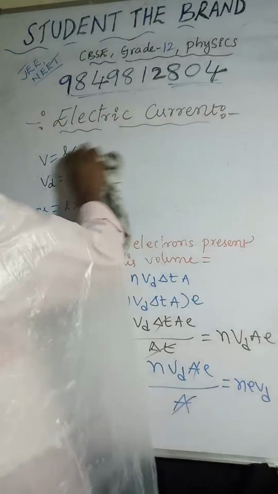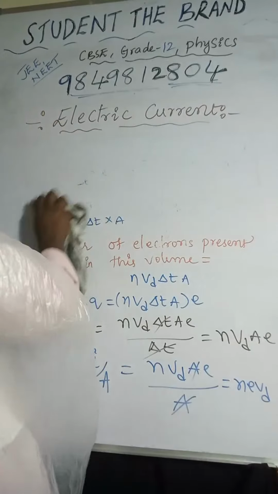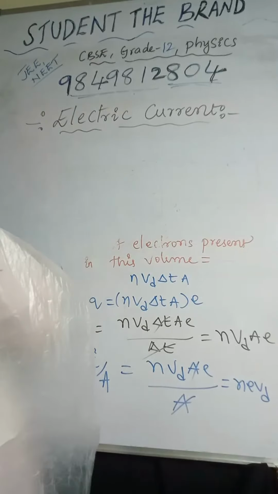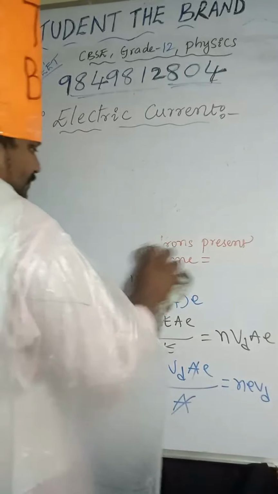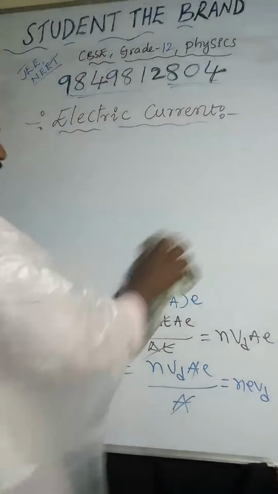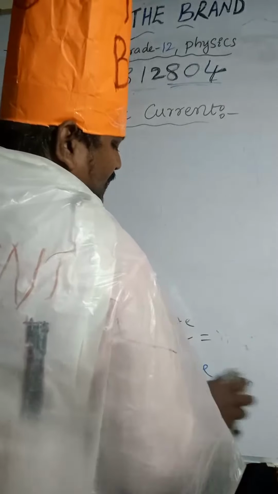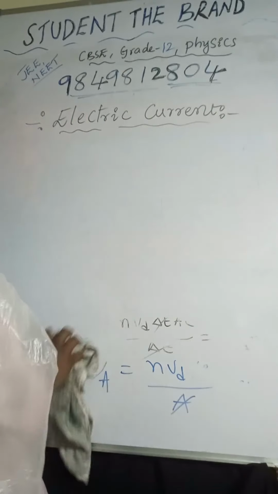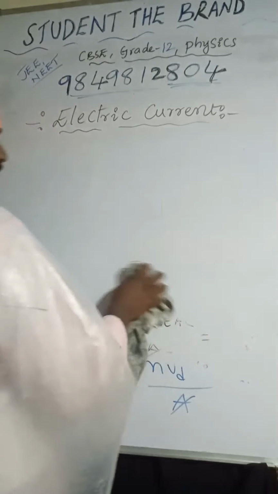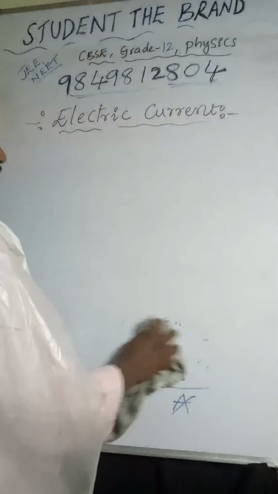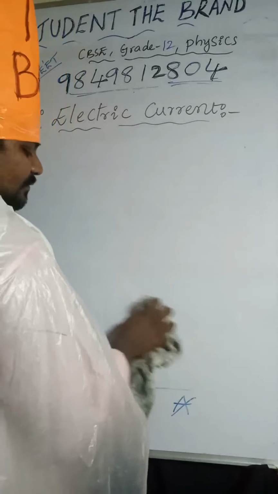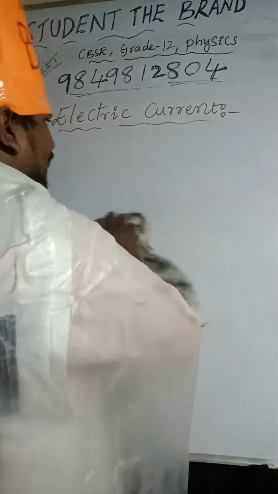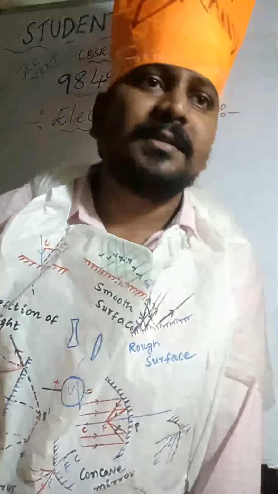Resistance and resistivity. AC, DC: current is divided into two parts, AC and DC, based on magnitude and direction.